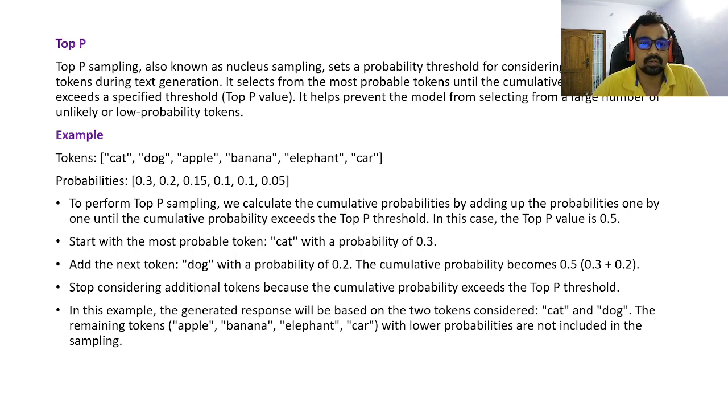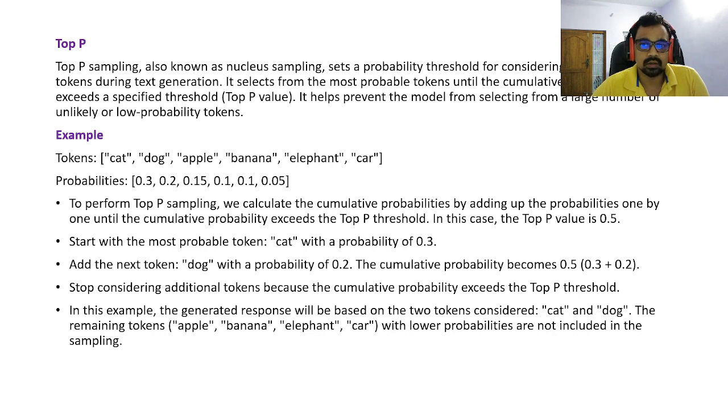So 0.3 plus 0.2 is still lesser than the threshold value of 0.5, so that will be selected. Whereas apple is 0.15. If you add apple, 0.5 plus 0.15 will be 0.65, which is greater than the top P value, so that will not be selected. So OpenAI will discard apple, banana, elephant, car. Each time you ask this question with the top P value of 0.5, OpenAI will return either dog or cat. The other tokens will be disregarded.